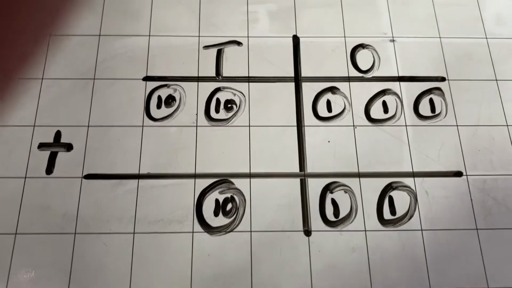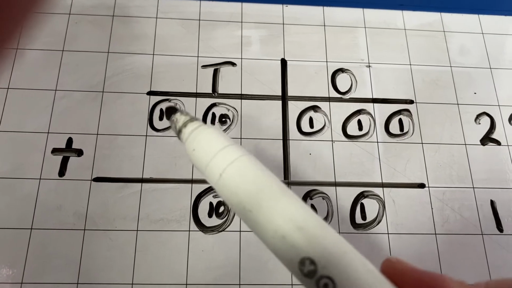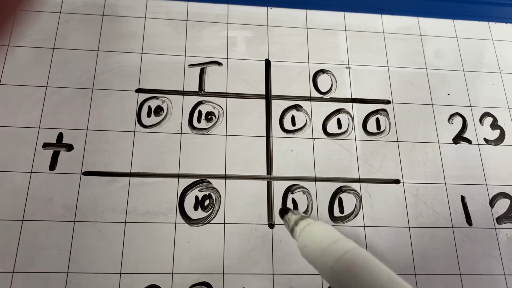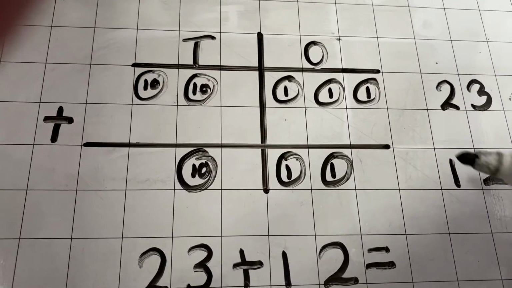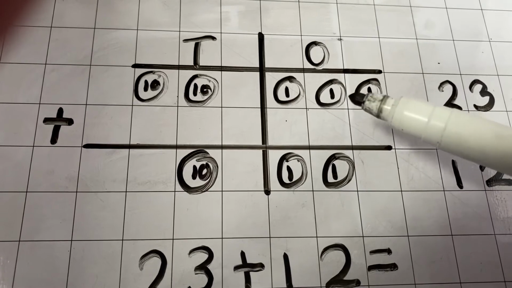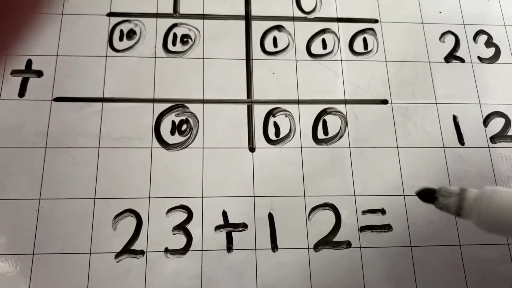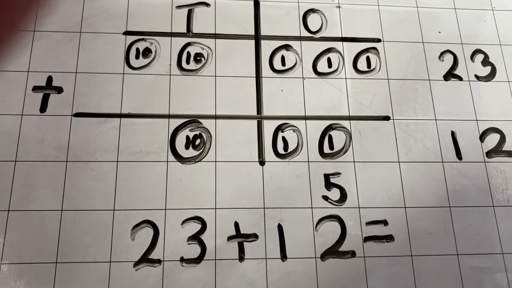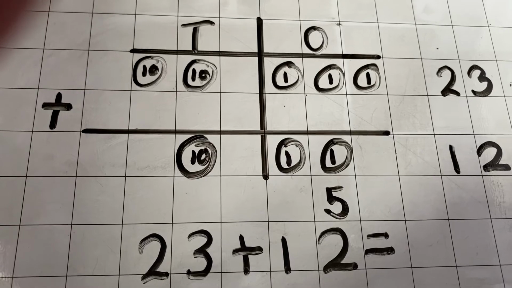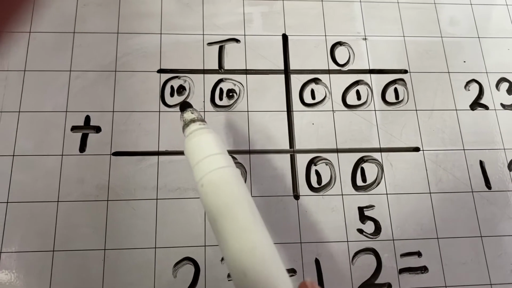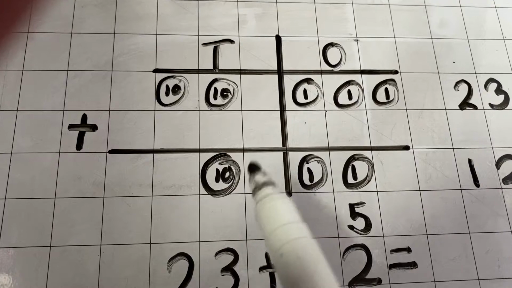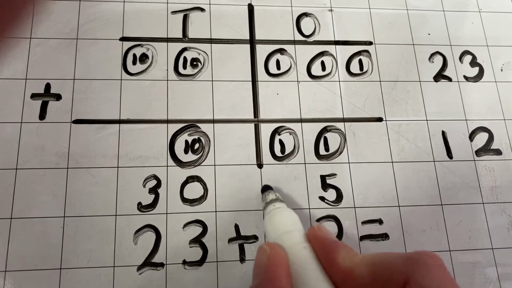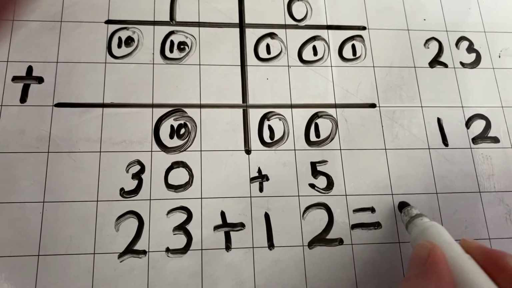So to add these together, I can count in tens. 10, 20, 30. 1, 2, 3, 4, 5. I need to make sure though that I count the ones first. 1, 2, 3, 4, 5. So here I have 5. I may want to draw 5 ones, or children may just want to write the number 5, depending on where they're at with their learning. And now I move on to the tens column. 10, 20, 30. So I know that this is 30. Adding 30 and 5 together, my answer is 35.